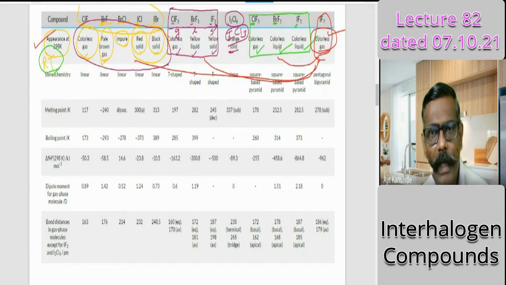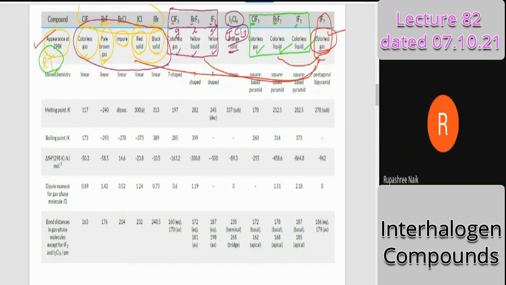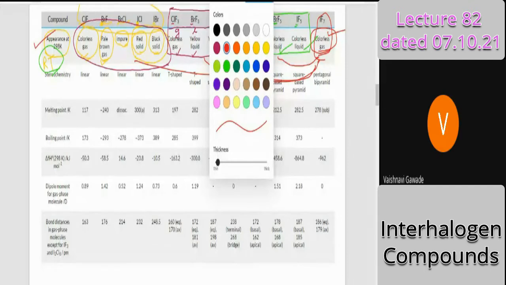Is this point clear? Actually, it is indirectly repetition. Yes, sir. Yes, sir. Yes, sir. Yes, sir. Yes, sir. Yes.